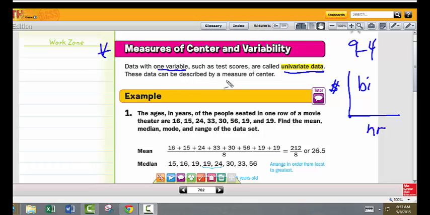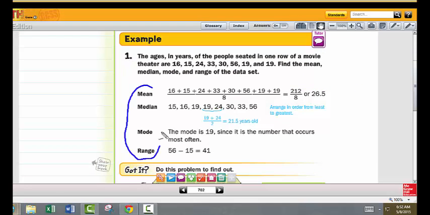These data can be described by a measure of center. This is something I'm confident you are pretty familiar with, so we're going to move fairly fast here. We'll talk about 4 things in regard to univariate data and measures of center. Number 1, the ages in years of the people seated in one row of a movie theater are 16, 15, etc. They want you to find the mean, median, mode, and range of the data set.